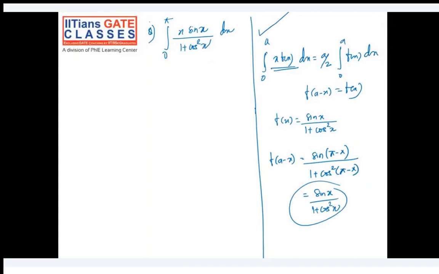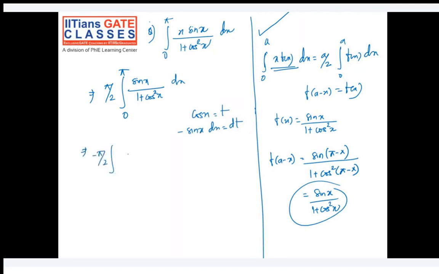So using this property, we can write pi by 2 integration 0 to pi, pi by 2 is outside, sin of x divided by 1 plus cos square x. And now it's very simple to solve. If you just put cos x equal to t, minus sin of x dx equal to dt, you will get minus pi by 2 integration dt divided by 1 plus t square.